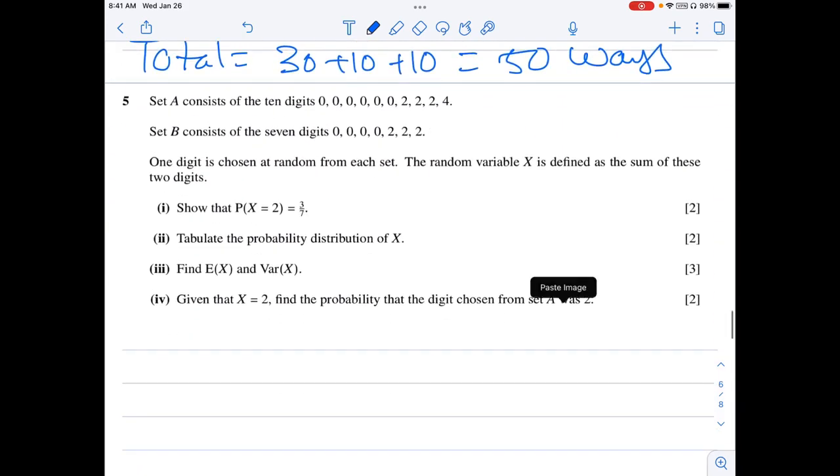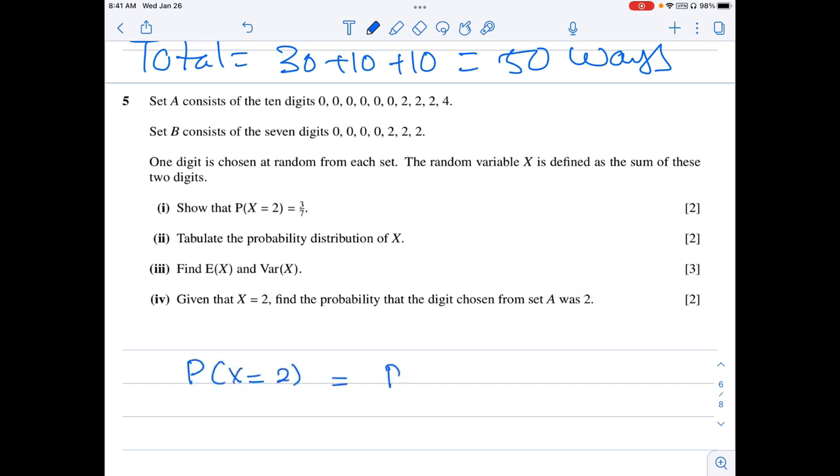Now coming to question number 5. Set A consists of 10 digits, 0000022224, and set B contains 00000222. One digit is chosen at random from each set. The random variable X is defined as the sum of these two digits. Show that the probability of X equal to 2 is the required value. So probability of X equal to 2.